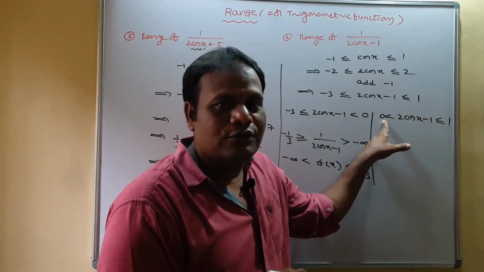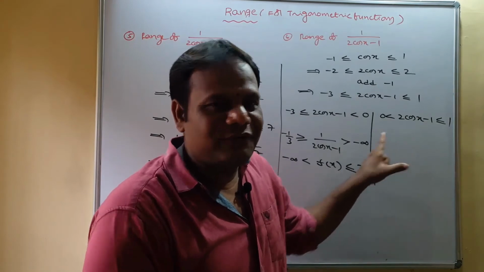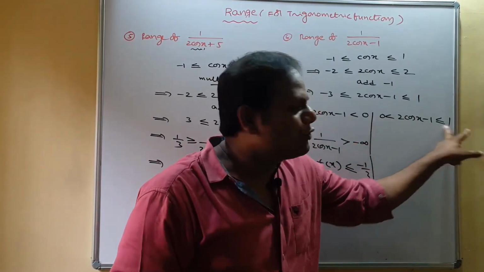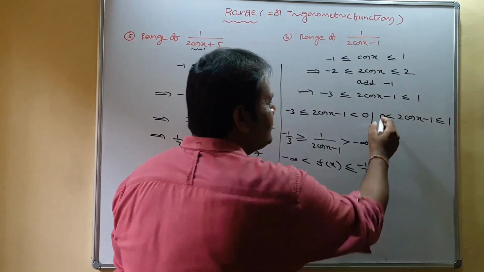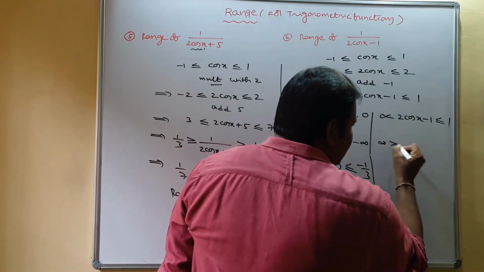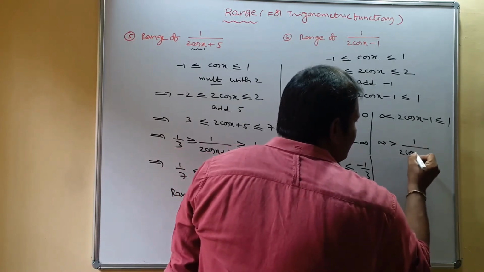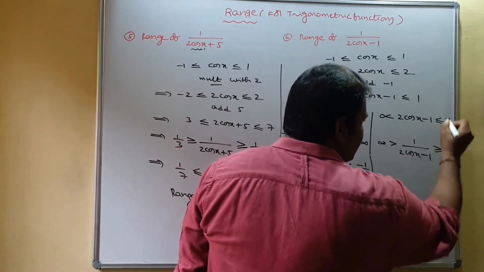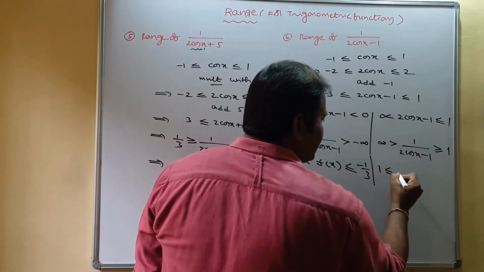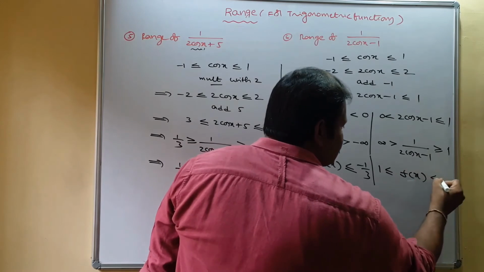Again I get the doubt: positive infinity or negative infinity? Observe all the values. All are positives only. 0 to 1 means all are positives only. So after taking reciprocals, positive infinity greater than 1 by 2 cos x minus 1 greater than or equal to 1 by 1, that is 1. Write in reverse order: 1 less than or equal to f of x less than infinity.